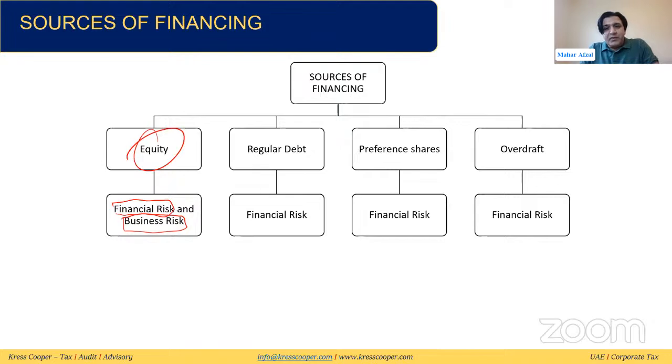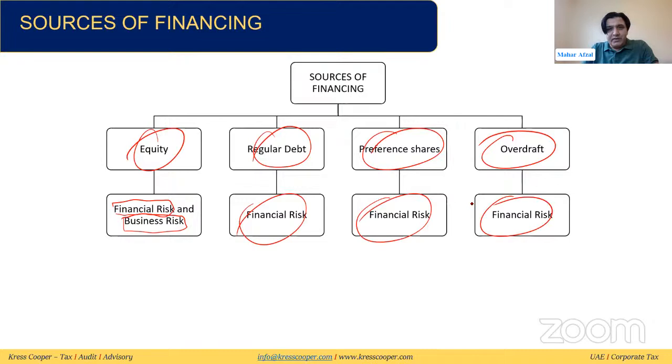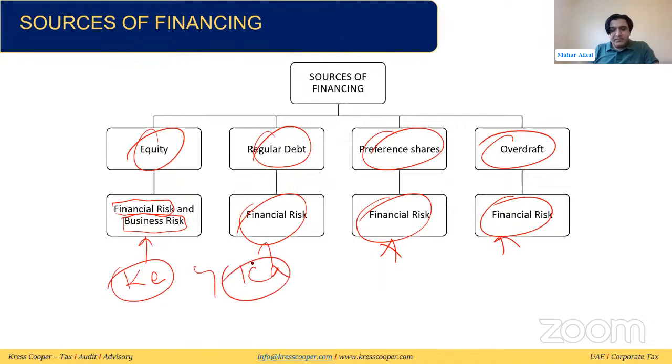Regular debt, preference share, overdraft: all these debt providers and lenders are subject to a financial risk only. We all know the general principle: the higher the risk, the higher the return. Equity holders bear two risks while debt holders bear a single risk. So the cost of equity will always be higher than the cost of debt, because debt holders are subject to one risk and equity holders are subject to two risks.